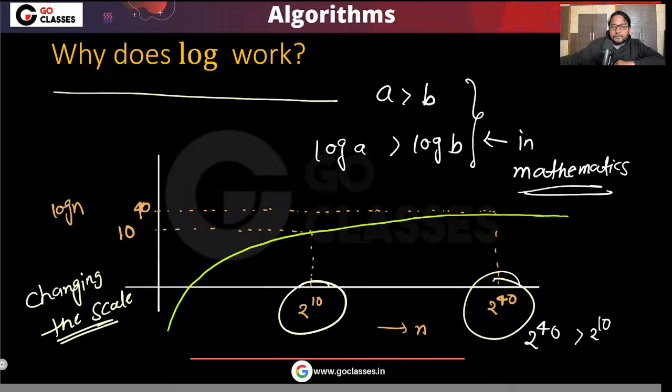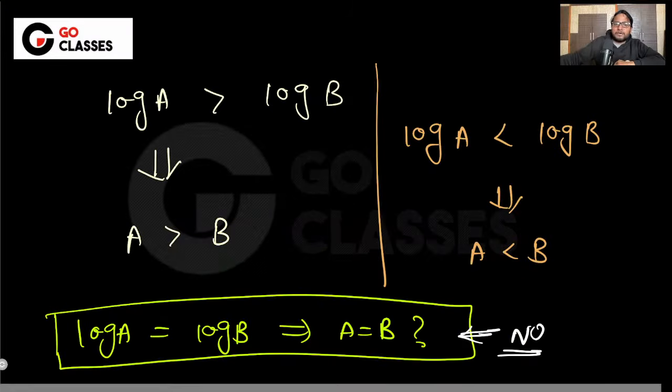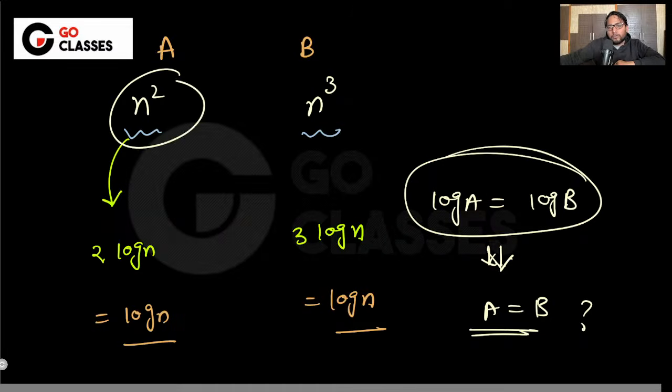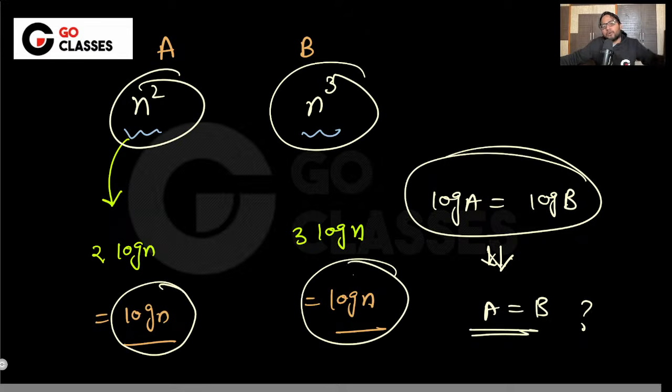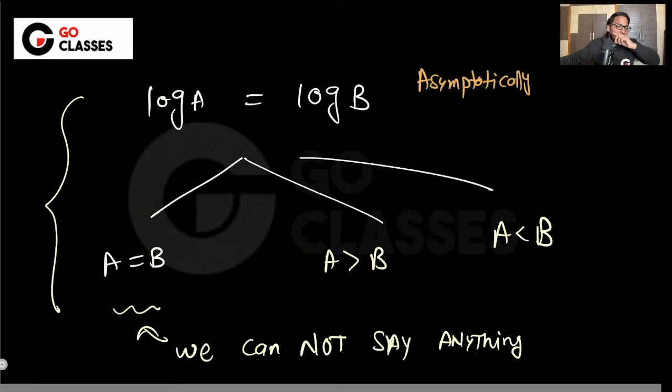So we have seen some examples. See here, we have seen the example: n square and n cube. If you take the log, then asymptotically after taking the log, they are so close that they are equal. Asymptotically they are equal, but before that it was not equal, right? So I hope you understood this. We cannot say anything about this. So log A equal to log B, if I say this, then we can't conclude that A equals B. We cannot say anything.